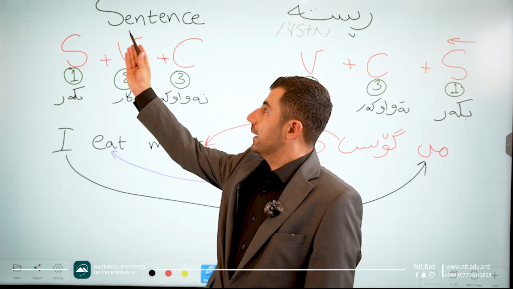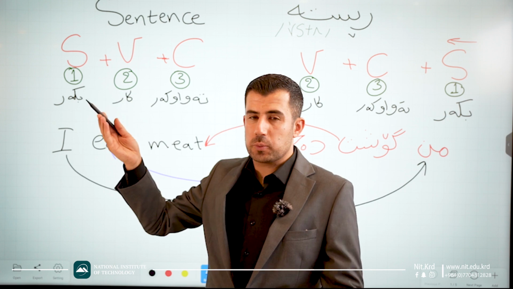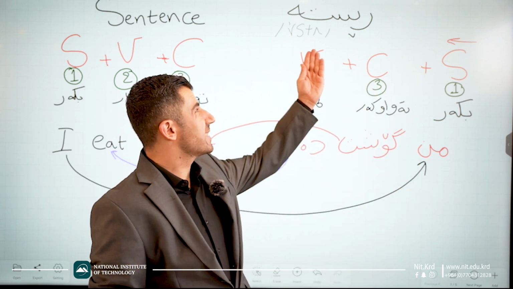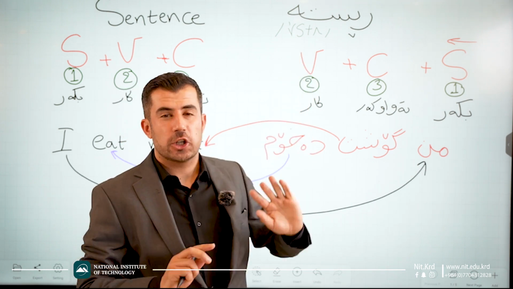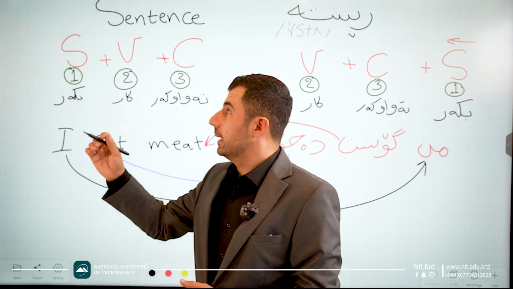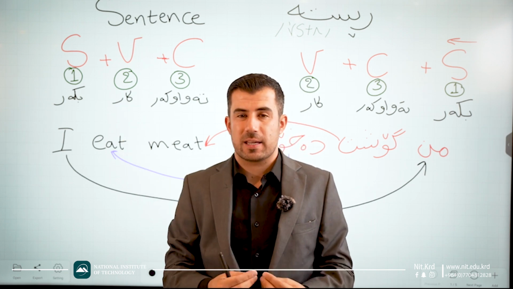First of all, in English we have sentence. When we translate it to Kurdish, we say rsta, rsta. Here is a r, not r. Okay? In English, we have a simple sentence.